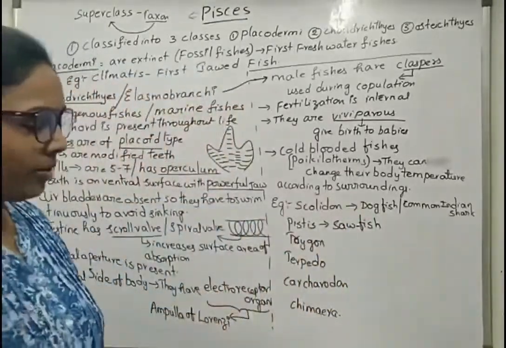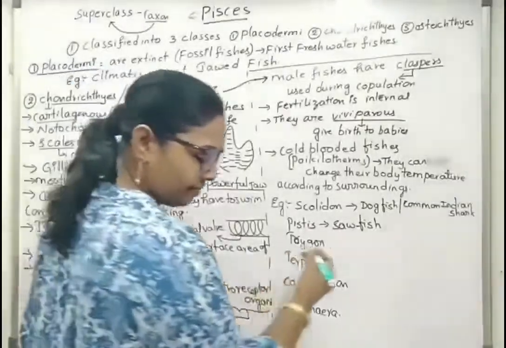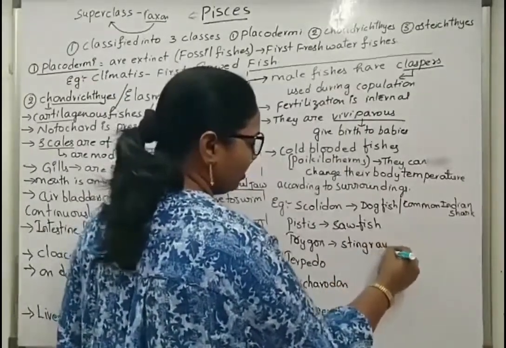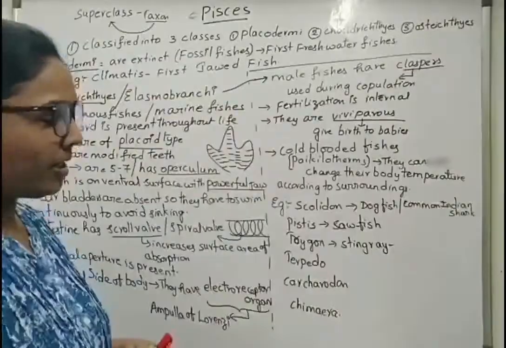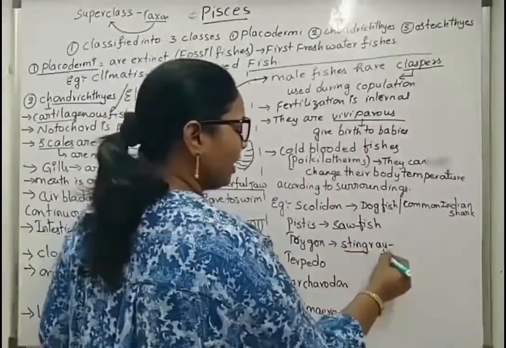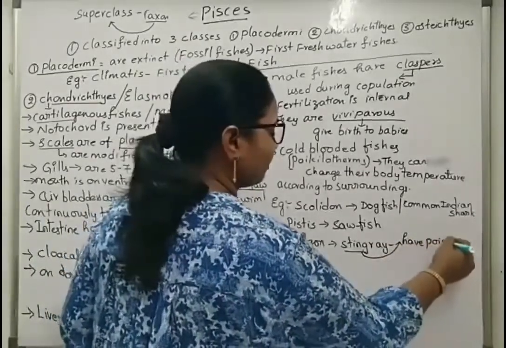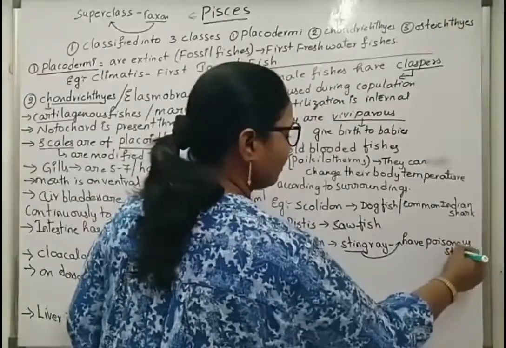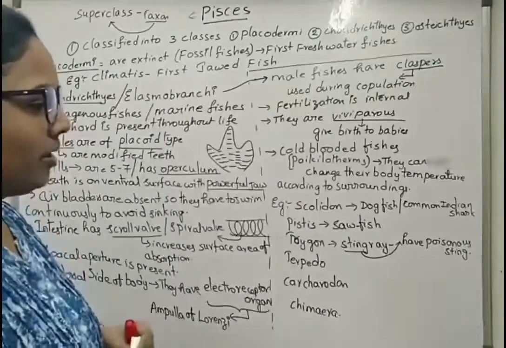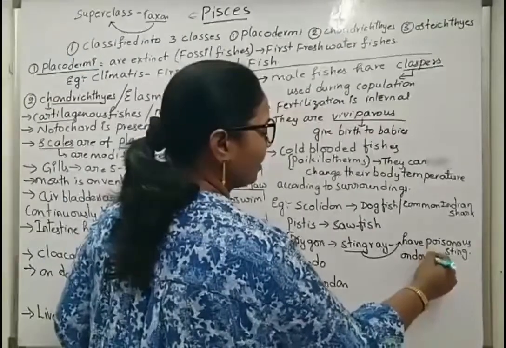Next, coming to Trygon. Trygon is also called stingray fish. These are also called poison stings. That is the reason for the name: they have a poisonous sting. This poisonous sting is present on the dorsal side of the body, on the dorsal side.